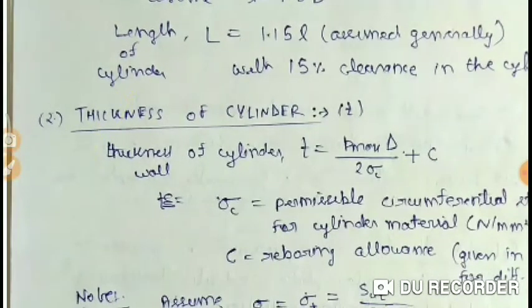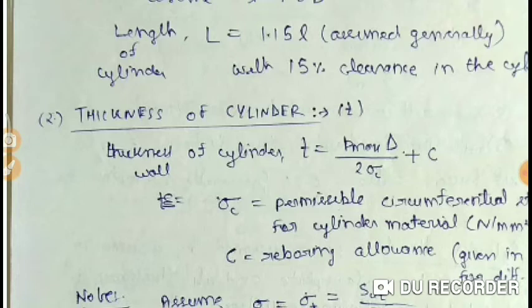Now next, thickness of cylinder, very important. From here we are designing the cylinder. These are the basic steps of designing the cylinder. Thickness of the cylinder is denoted by small t. Now thickness of the cylinder can be given by the basic equation of thin pressure vessels, in which t can be given as PD upon 2 sigma C plus C.